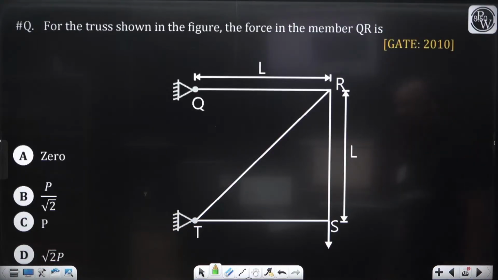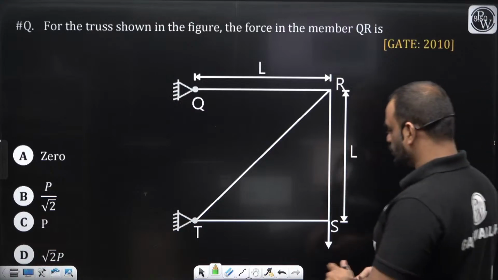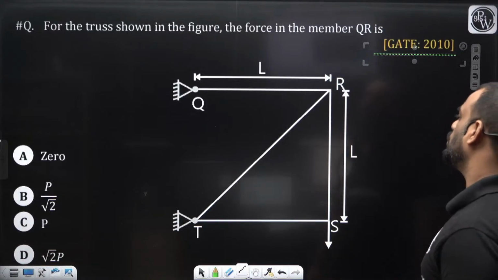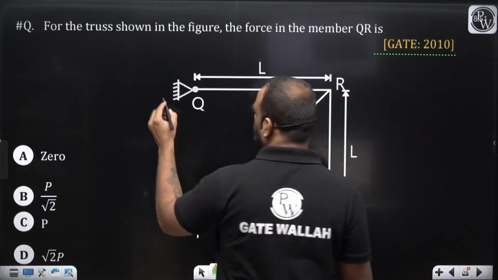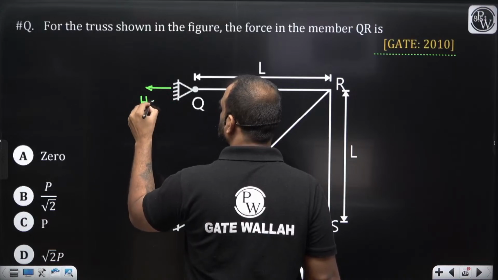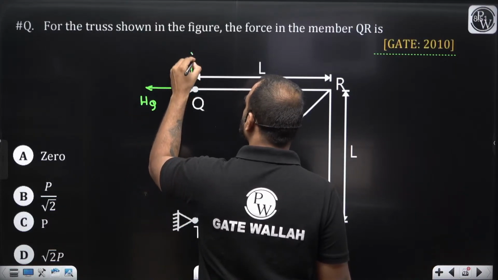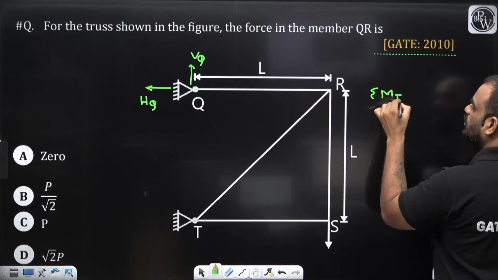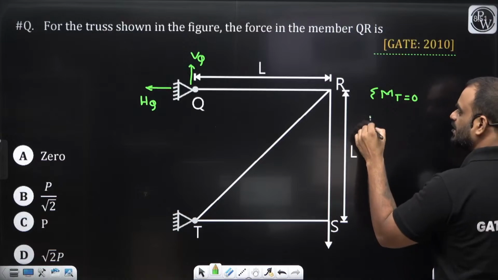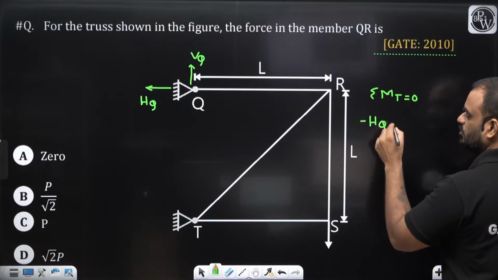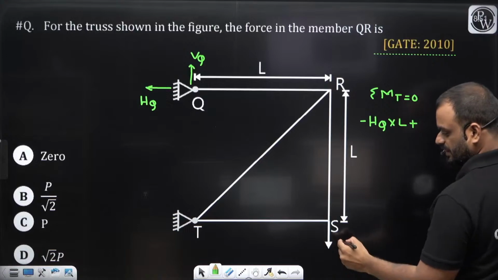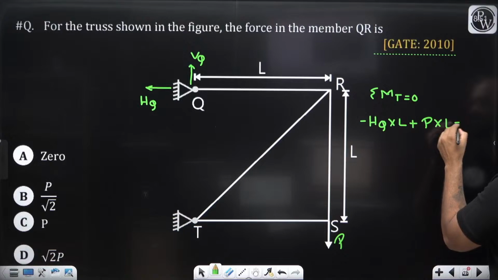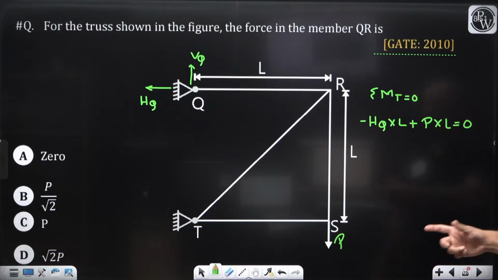Okay. Next question, which was asked in the GATE 2010. You need to find out the force in member QR. What is the force in member QR? So let us consider this is our reaction, which is HQ, and one vertical reaction, which is VQ. So what I will write, guys, I will write summation moment about T is equal to 0. So can I write it down? Minus HQ into L plus this value is, I think, P. Yes, it is P. So P into L is equal to 0. Any other thing? P into L and HQ into L.